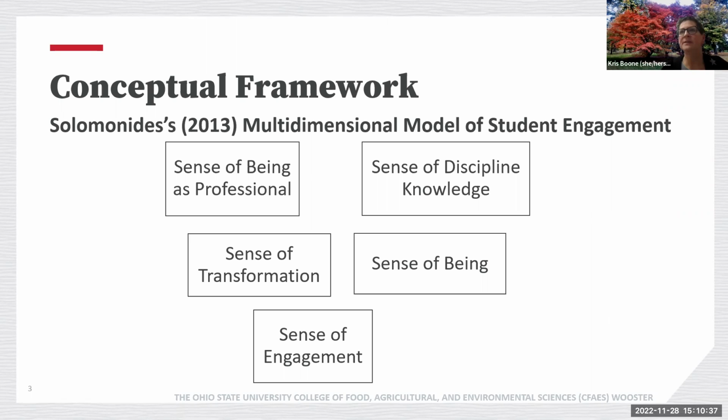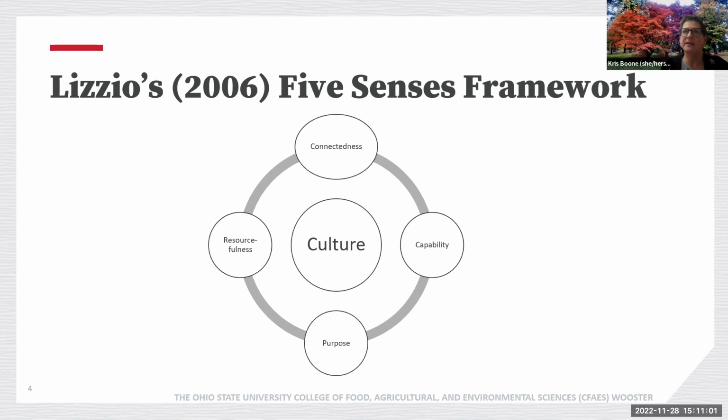And then the sense of discipline knowledge leads into a sense of being, which is that confidence, happiness, self-knowledge. Those kinds of things are a sense of being. And then that leads to engagement. So we can think about if we're hitting on some of those other things, that's going to lead to greater engagement. Another model that I think is pretty interesting is this 5 senses framework.